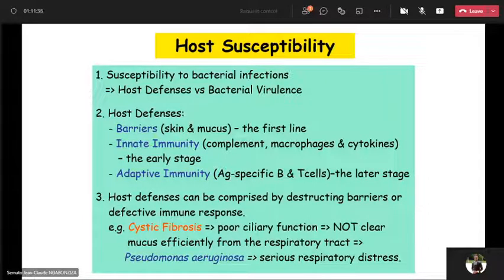So host defense can be compromised by destroying the barrier or by a defective immune response. Let's take an example of injury on the skin or on a mucous membrane; then you already have a problem with your initial barrier.